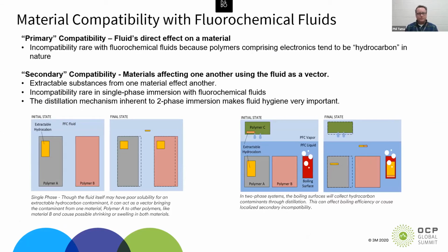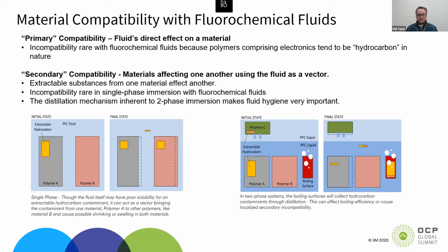First thing I'd like to say, when you consider fluorochemical material compatibility, the primary effect that the fluid can have on a material, those kinds of interactions with fluorochemicals are pretty rare. That's because the polymers and materials that comprise a typical computer are predominantly hydrocarbon, and fluorinated fluids don't have any real affinity for them. If you were to do a standard ASTM soak test, for example, with an adhesive or an elastomer, you'd rarely see any major incompatibility. And so we're able to use common thermal interface greases and things like that in immersion cooling applications.